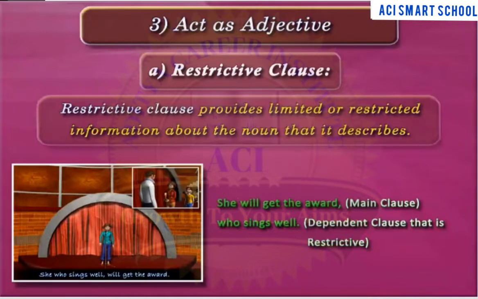Who will get the award? The one who sings well. From the sentence, it is clear that the dependent clause is essential for identifying the pronoun. It is important to know which she will get the award. It will be the she who sings well.